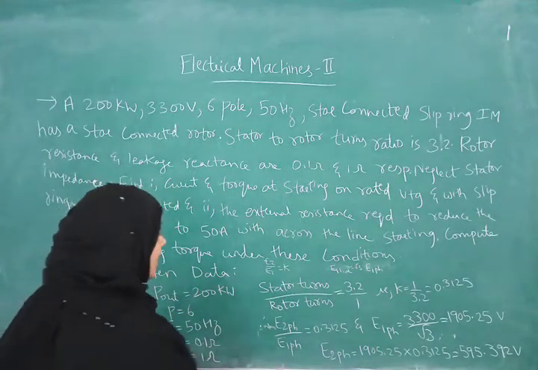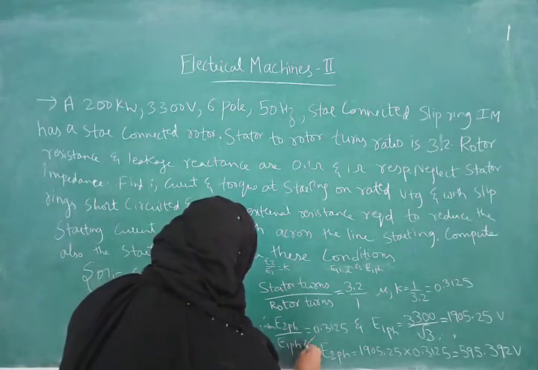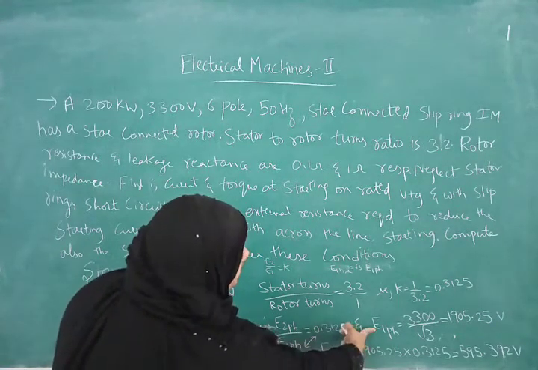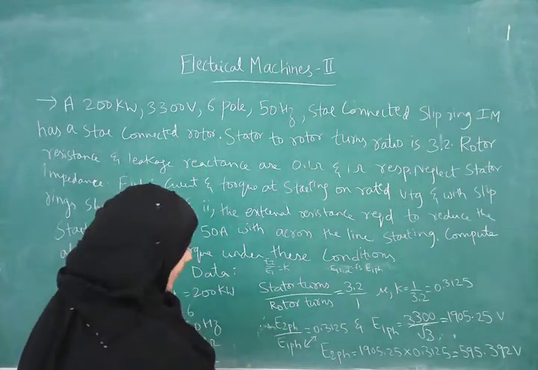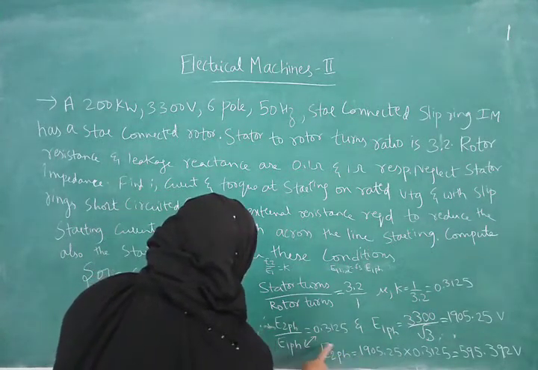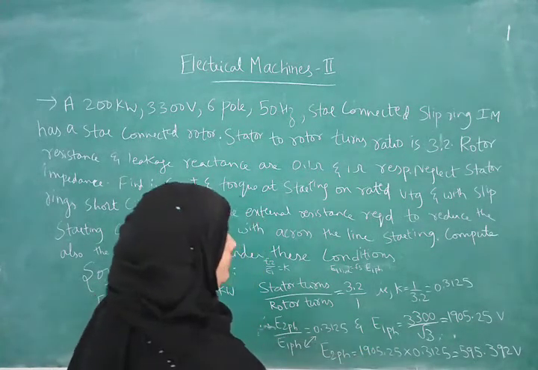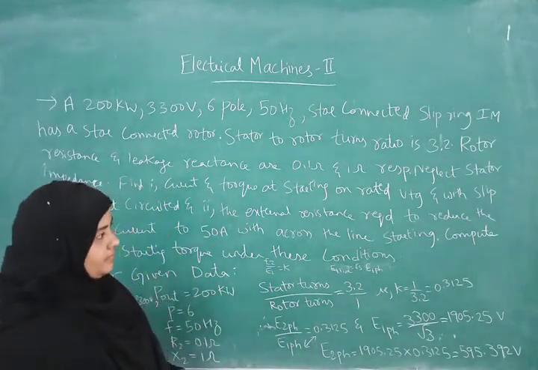So now E2 phase will be equal to what? Multiply these two, that is E1 phase into 0.3125. E1 phase we have calculated as 1905.25. So 1905.25 into 0.3125 will give us the value for E2 phase as 595.392 volts.